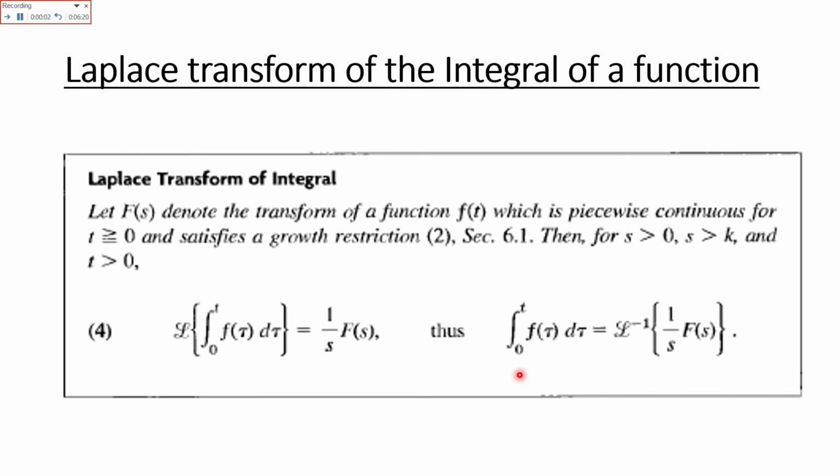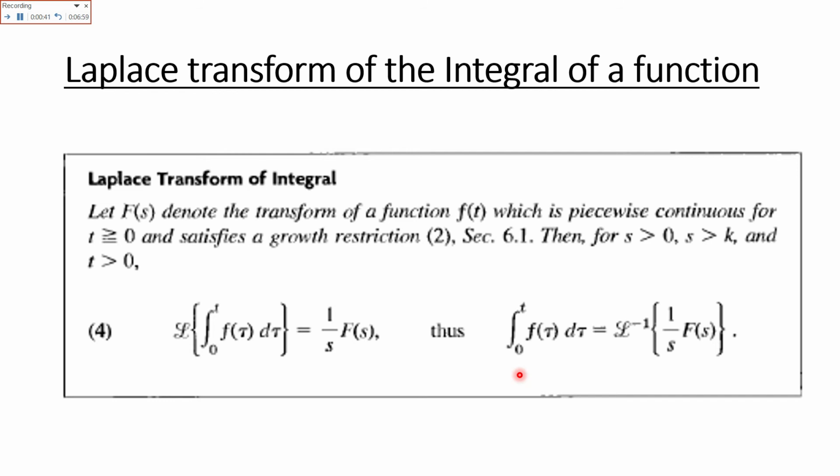As we have taken the Laplace of the derivative functions, we can also take the Laplace transform of the integral functions. So the theorem says, let F of s denote the transform of a function f of t, which is piecewise continuous for t greater than or equal to 0 and satisfies the growth condition. For s greater than k, the Laplace of the integral from 0 to t of f of t dt is equal to 1 over s times F of s.